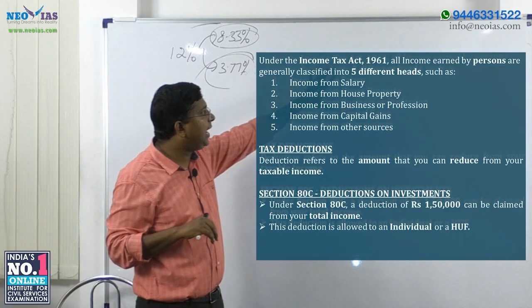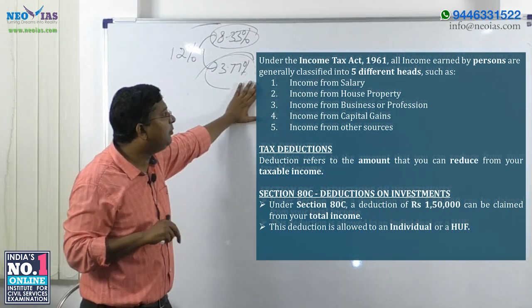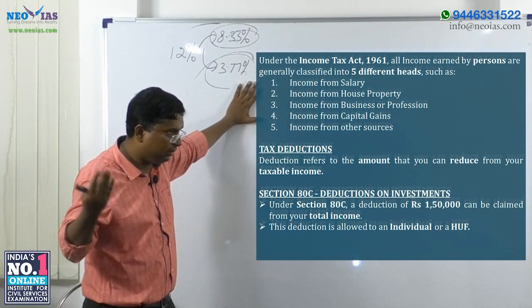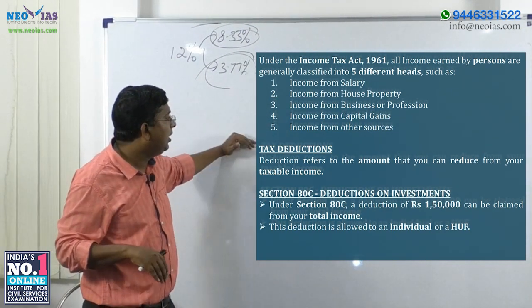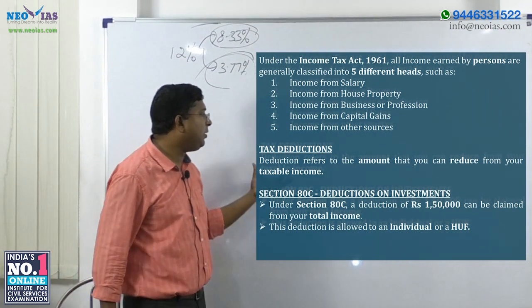So the Income Tax Act classifies our income into 5 different heads, from where all you will get income. Not that important at all, but just have an idea. Now this is actually the core thing. What do you mean by tax deduction?